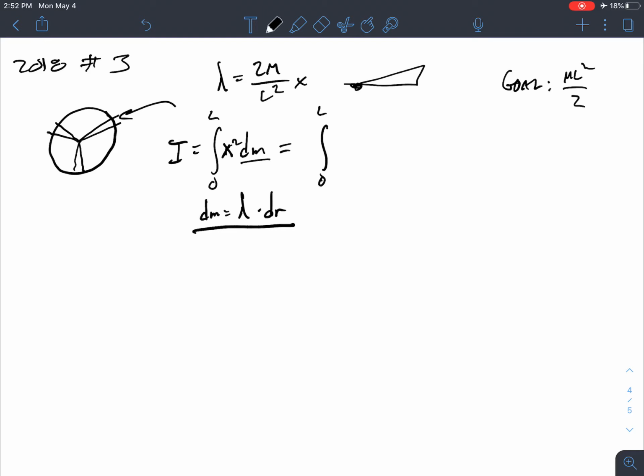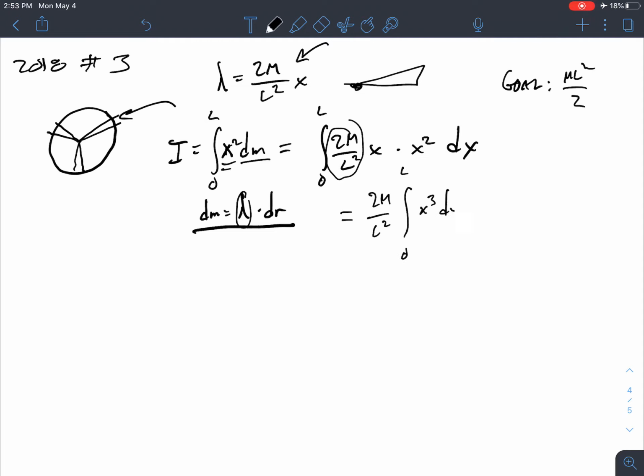So 0 to L, my dm is going to be the linear mass density function, which is 2M over L squared x, right there, because they gave it to me. And then times the x squared, that's always going to be there, or an r squared. And then here, since it's in terms of x, that's going to be now dx. So we now have an integral that we can do. Let's see, what's constant and what's not? The 2M over L squared, that's all constant. And then the integral from 0 to L of x cubed dx.